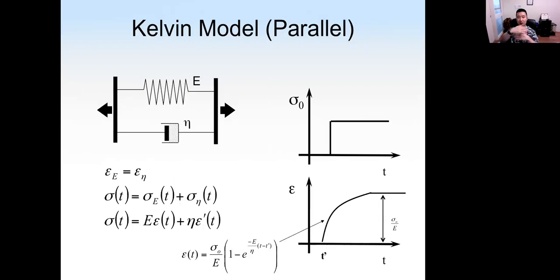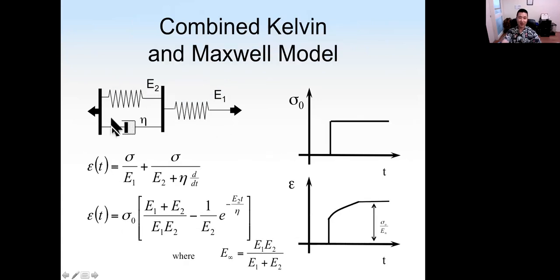If we think of the viscous component and elastic component as in parallel, then the strain in the elastic component will be the same as the strain in the viscous component, and the stress will be added together. Okay, and then we can think of a combination of series and parallel. Okay, let's show here.